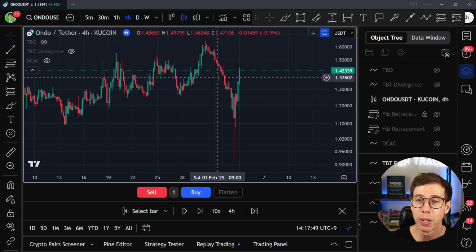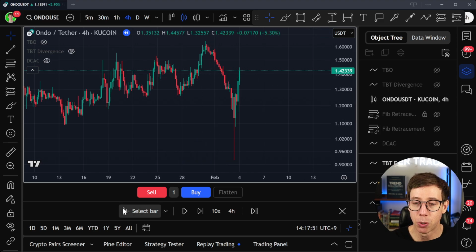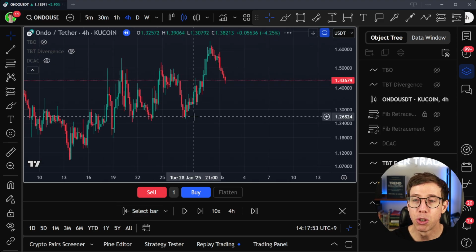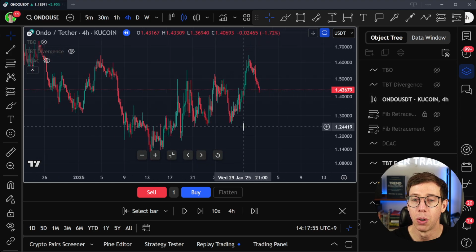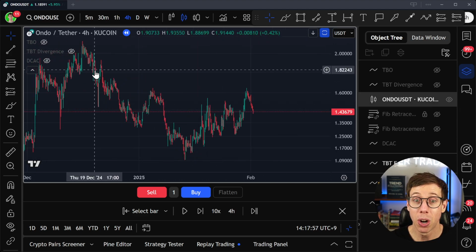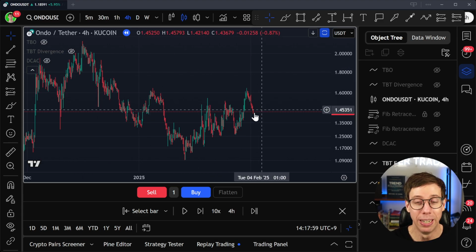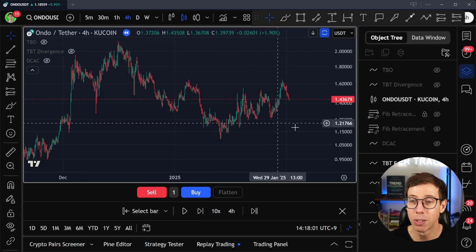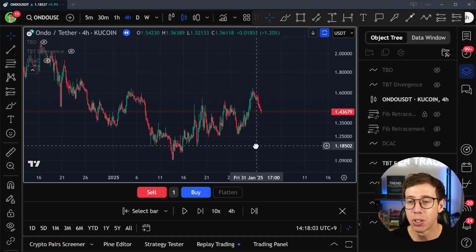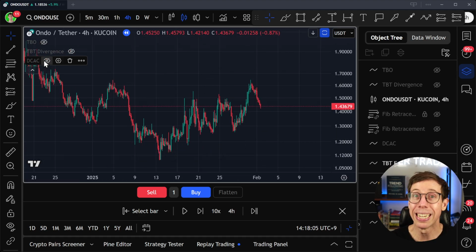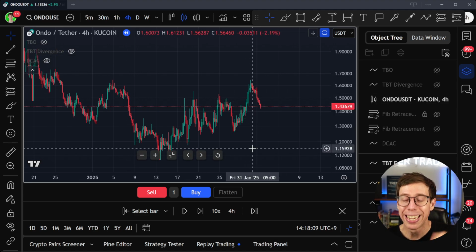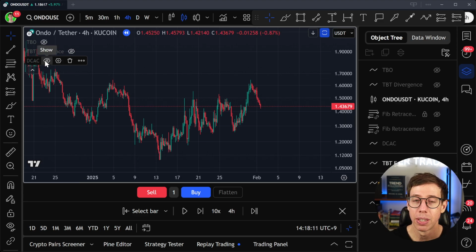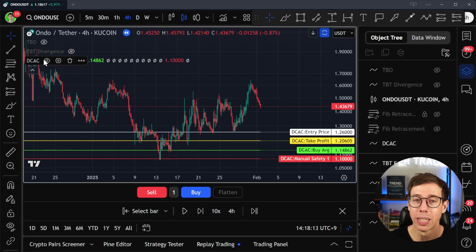So let's go back over here. Let's back up the truck, okay? Let's say I do want to enter a position here on Ondo, but zooming out, seeing that this chart has very, very wild movements to the upside and to the downside, I think it makes more sense to enter a position, but have a little bit extra just in case on the lower end, in case the price goes against us. And we're going to use this really cool indicator called the DCA calculator.